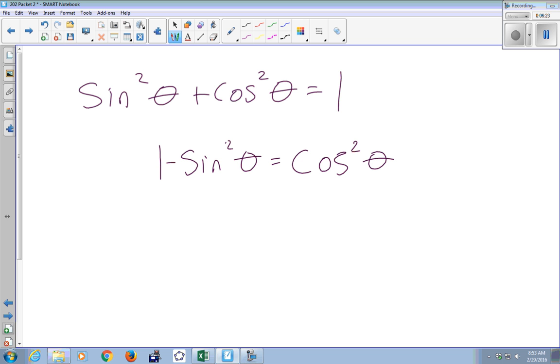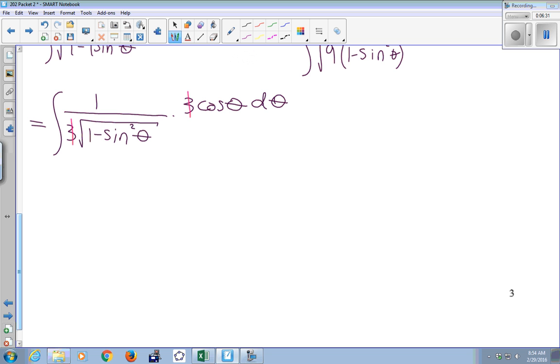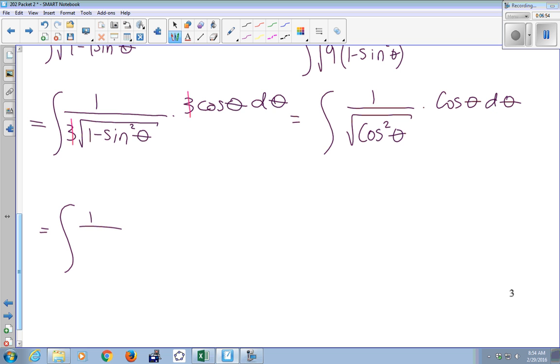Everybody remembers that? Okay. So I'm going to make that substitution in my integral. Replace the 1 minus sine squared with a cosine squared. So this is the integral of 1 over the square root. Instead of 1 minus sine squared, I'm going to write cosine squared. And then I have times cosine theta d theta. What is the square root of cosine squared? Cosine. So this becomes the integral of 1 over cosine theta times cosine theta d theta.